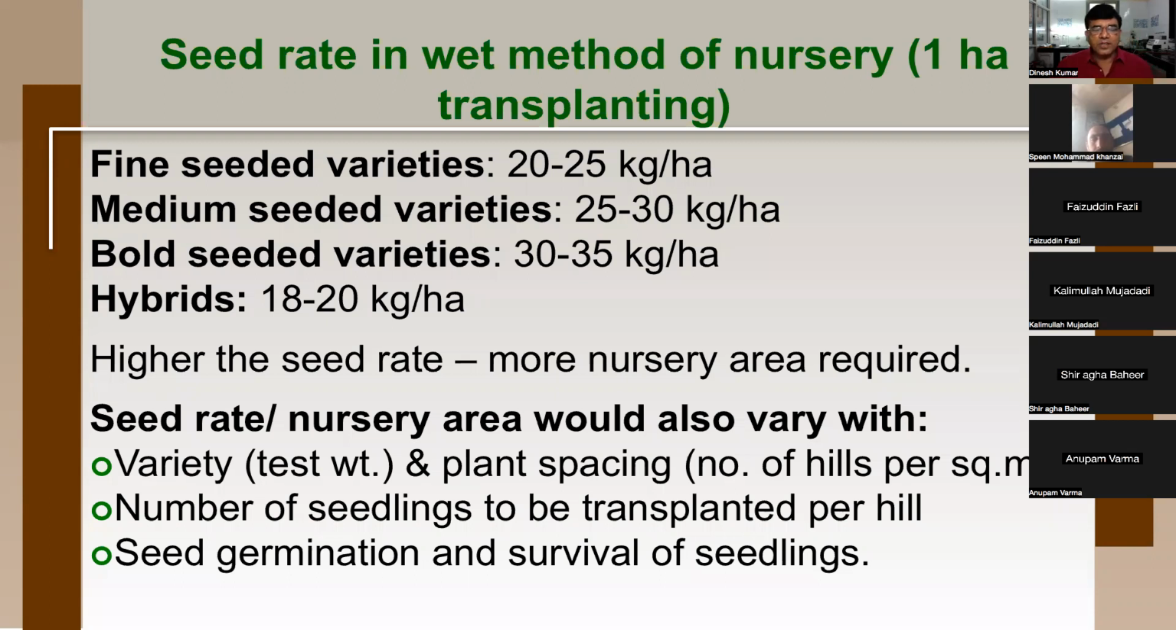And then of course, the seed germination and survival of the seedling. So germination is also important. Less germination means you need more seed rate, and more germination means you need less seed rate. And survival of the seedling. Of course, there may be good germination of the seed in the nursery area, but it does not mean that all the seedlings will survive. Sometimes there is death of the seedlings when you grow them in the nursery.